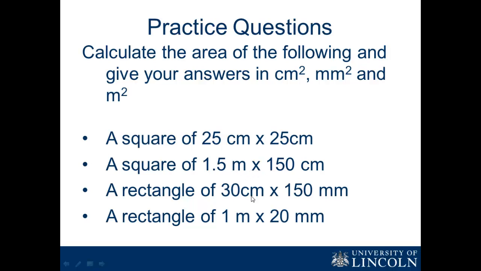Now look at this rectangle, 30 centimeter, 150 millimeter. It is not possible. We cannot multiply them directly. It is just like saying you have £2, $2, and we say the answer is £4. When we add them together, it's not possible. We need to convert one to the other before we can manipulate the figures.